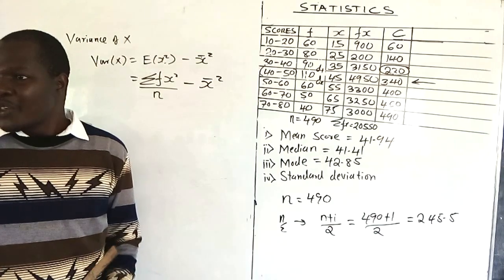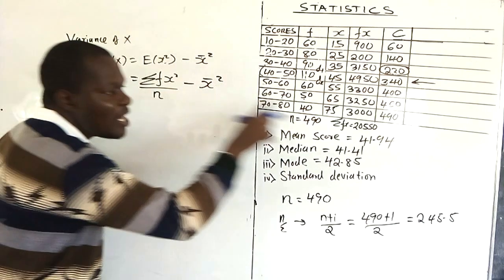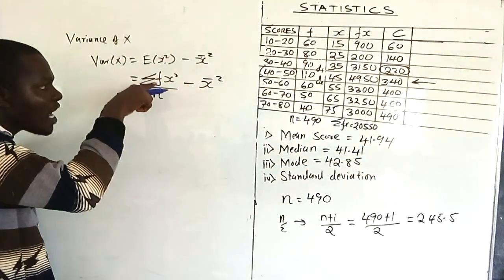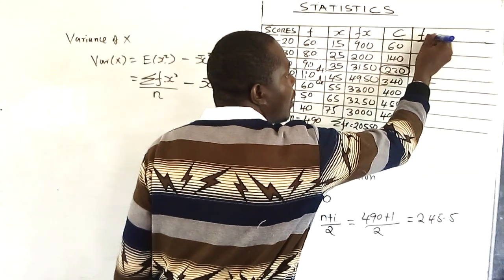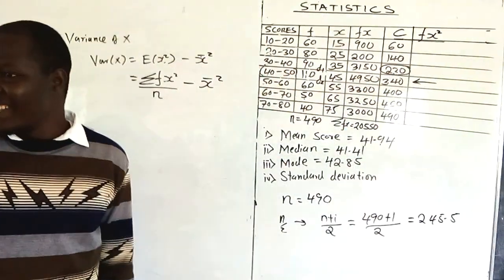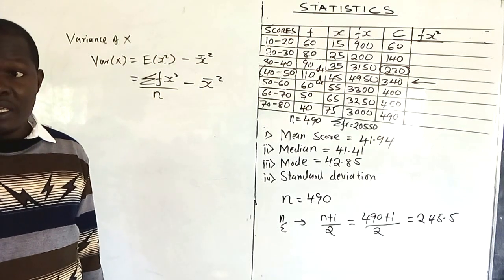Are we together? So it means we know what n is, 490, we know what the mean is. We found it there. What we are now looking for is the summation of fx squared. Meaning we need a column of fx squared only. Isn't it? Are we together? We only need a column of fx squared.